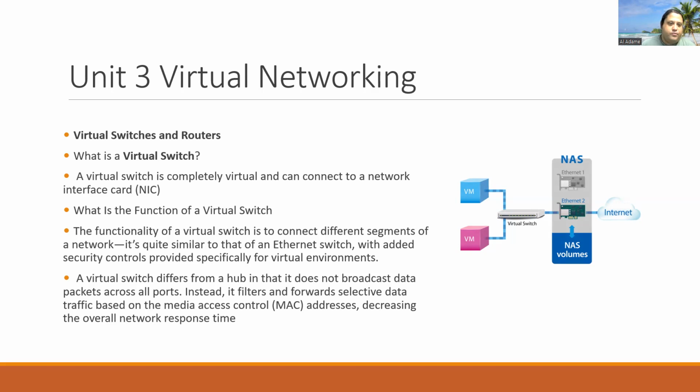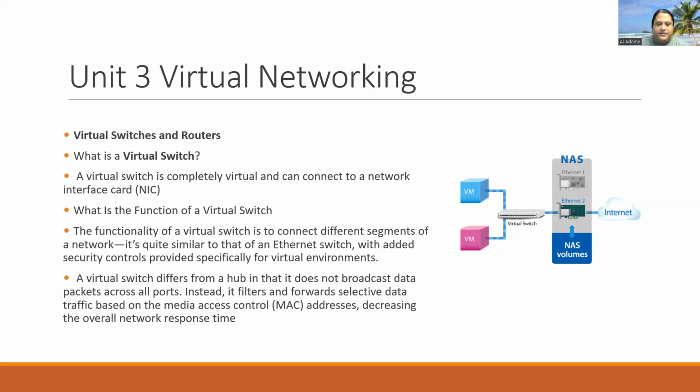So it connects things like a regular switch to a network. A virtual switch differs from a hub in that it does not broadcast data packets across all ports. Instead, it filters and forwards selective data traffic based on the media access control MAC addresses, which we explained.